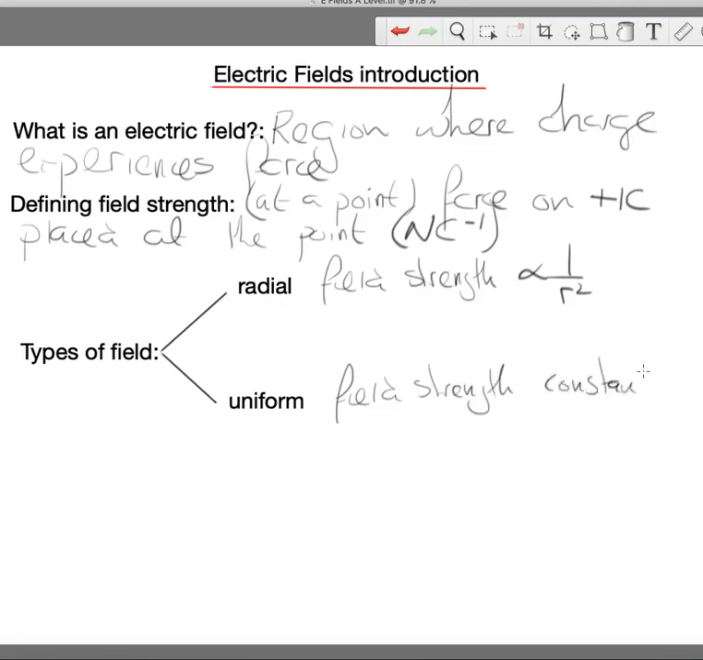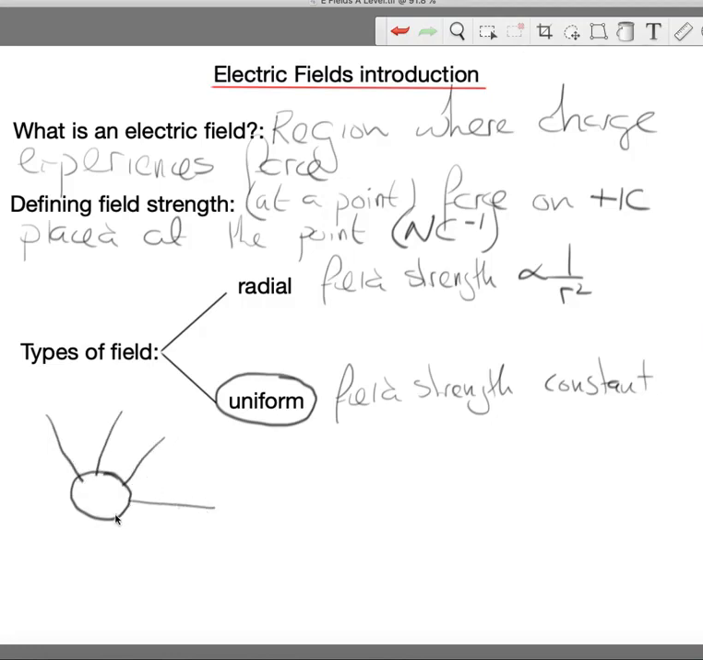Now, one of the differences between gravitational and electric fields is that electric fields can be uniform, whereas gravitational fields cannot be truly uniform, but we do talk about a gravitational field close to the surface of the planet being uniform, because if you remember, if you were to draw your field lines around your mass, you would have field lines that look like that.